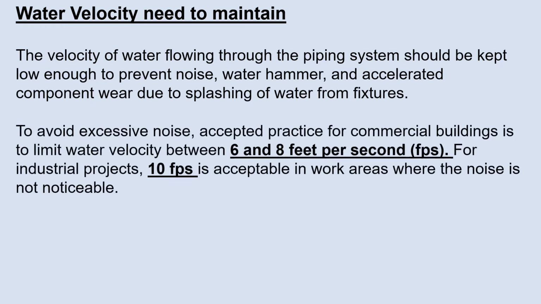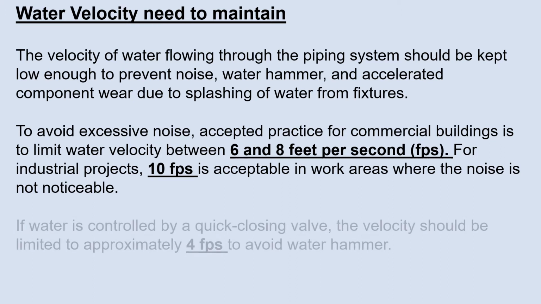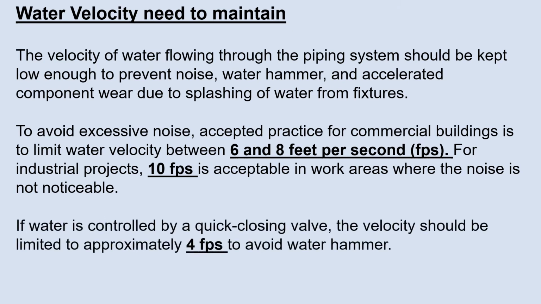To avoid excessive noise, accepted practice for commercial buildings is to limit water supply velocity between 6 and 8 feet per second. For industrial projects, 10 feet per second is acceptable in work areas where the noise is not noticeable. If water is controlled by a quick closing valve, the velocity should be limited to approximately 4 feet per second to avoid water hammer.